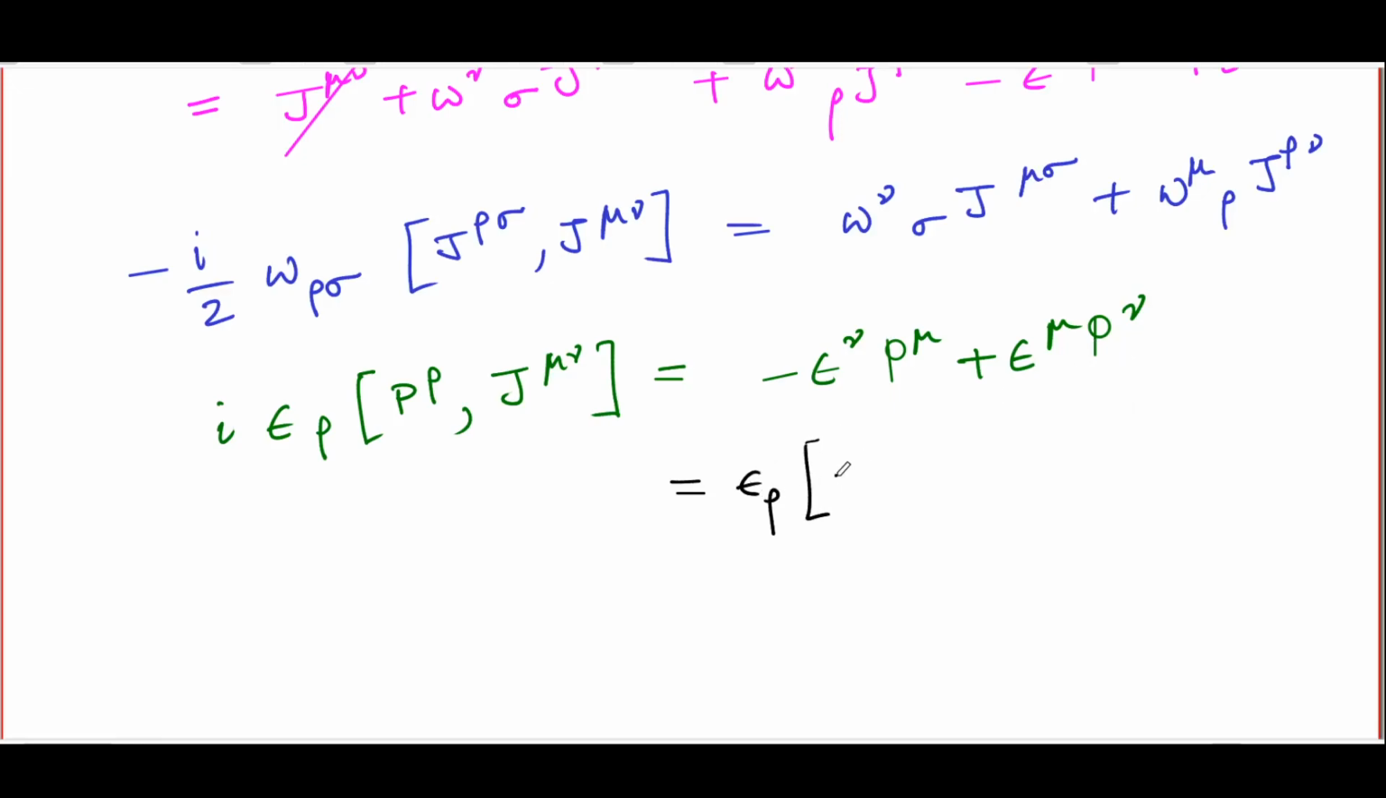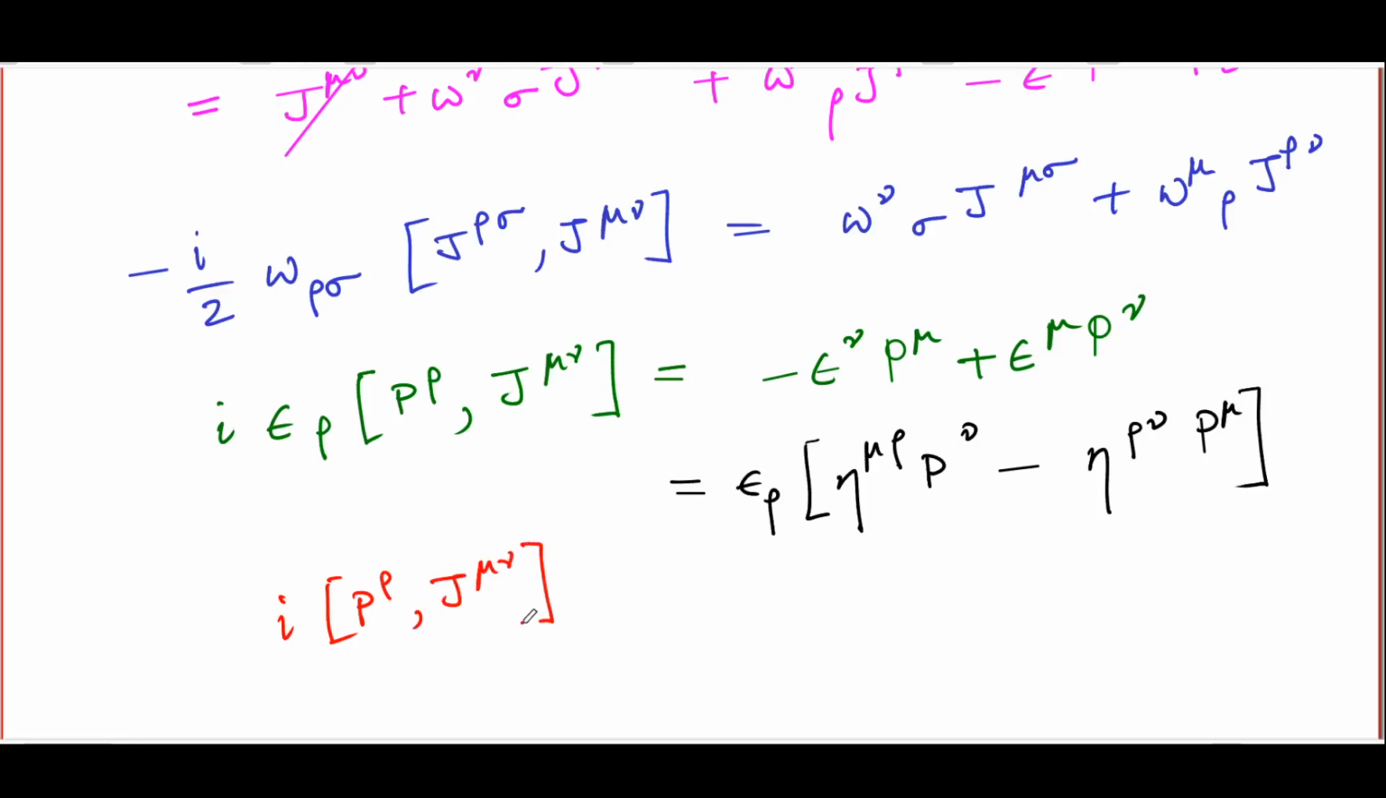This is actually epsilon rho times, this term is eta mu rho. That's the raising of the operator which will give me the epsilon mu here, P nu. Minus, well, epsilon upper nu will be obtained by eta rho nu P mu. And now you can immediately compare between two sides. The epsilons, epsilon 0, epsilon 1, epsilon 2, epsilon 3 are all independent parameters. So each of their coefficients have to match independently. So you are left with this particular commutator. I times the commutator of P rho with J mu nu is given by eta mu rho P nu minus eta nu rho P mu.